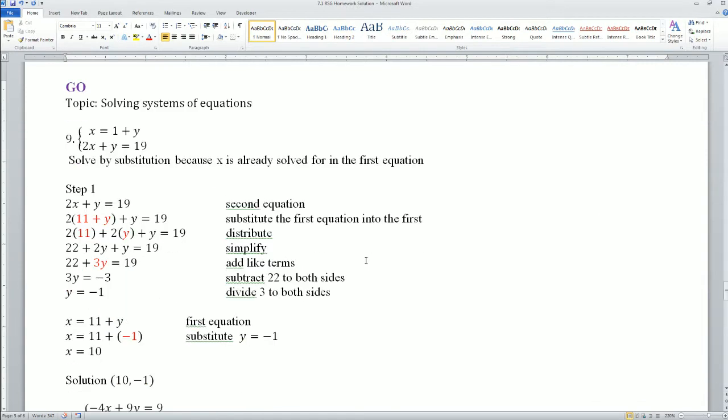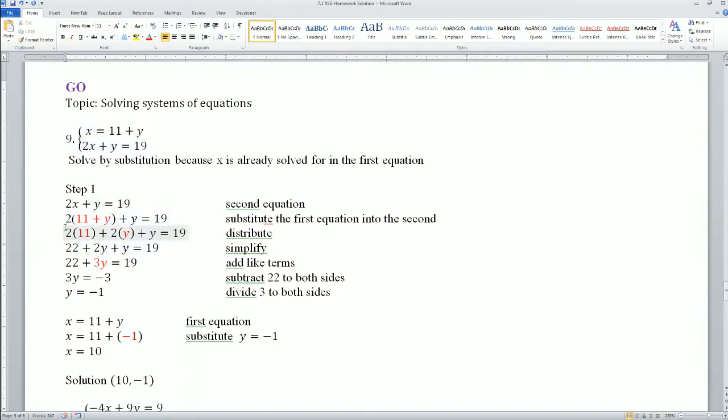I worked through all the steps for you. Step 1, I'm going to use the second equation. So, that is my second equation, the equation that nothing is solved for. Then I'm going to substitute the first equation into the second. I wrote that wrong. Okay. Notice how this was x, but now it becomes 1 plus y because that is that substitution.